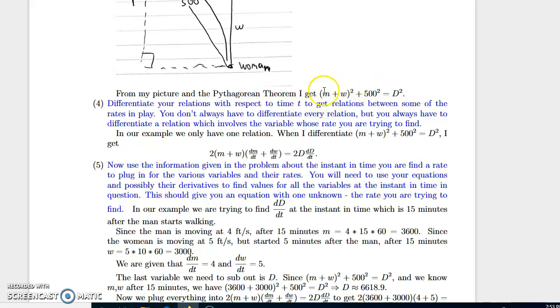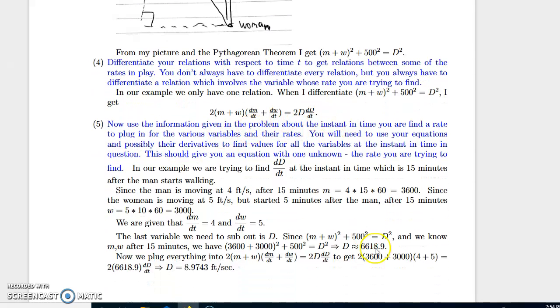So we're just going to differentiate the one equation we have, and by the chain rule, we get the derivative of the left-hand side is 2 times the quantity of m plus w times the derivative of m plus w, which is just dm/dt plus dw/dt. Of course, the derivative of 500 squared is a constant, so it's 0, and now the derivative of D squared is 2D dD/dt. And therefore, we've got an equation with the related rates.